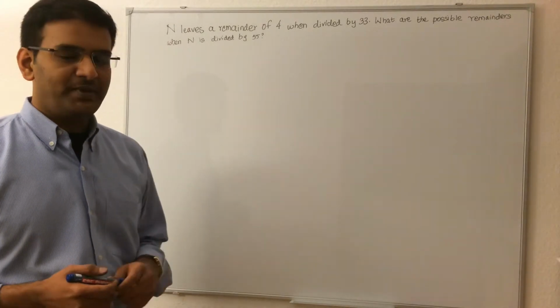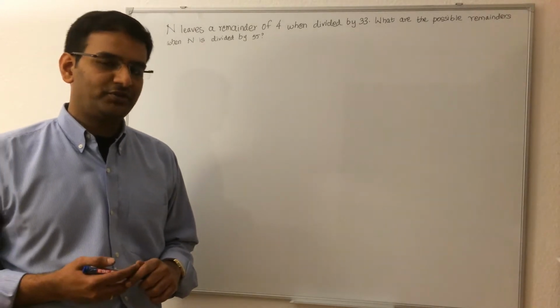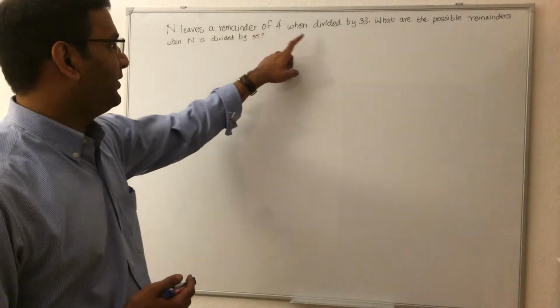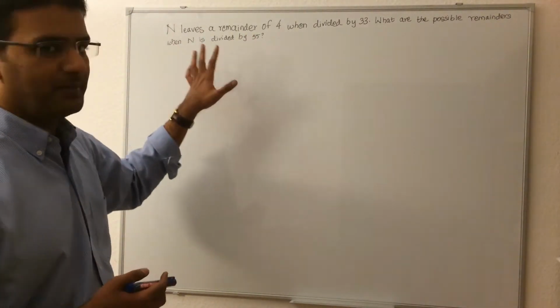This problem appears in the GMAT 600 plus range on the GMAT CAT, and the question reads as follows. A number n leaves a remainder of 4 when divided by 33. What are the possible remainders when n is divided by 55?